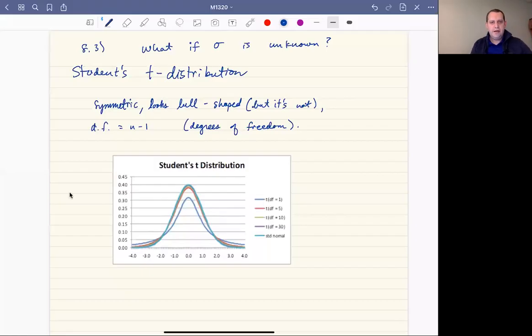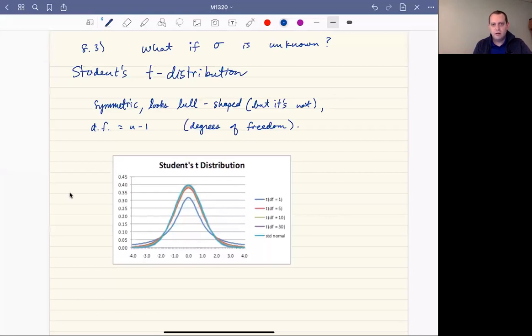Okay, we're ready to handle what happens when we don't know what the population standard deviation is, which is what's going to happen most of the time in practice. So generally when you're studying something, you can take a sample, you can estimate the mean, but it's not going to be clear what the underlying population standard deviation is in practice, right?